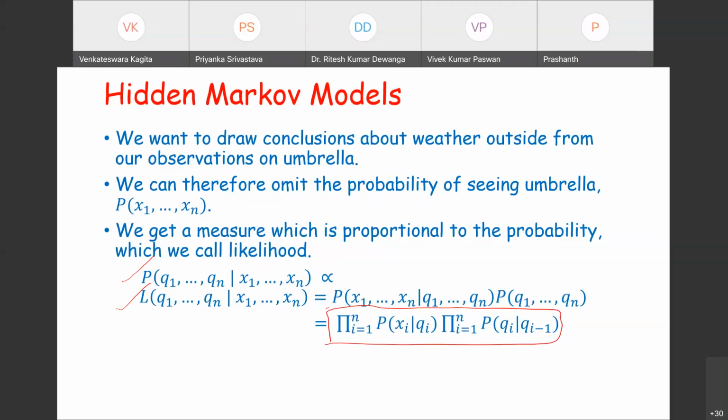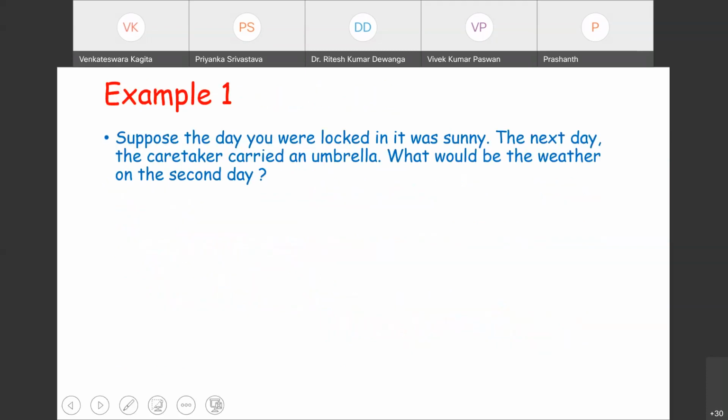Okay, so now a question. Suppose the day you were locked in, it was sunny. The next day, the caretaker carried an umbrella. What would be the weather on the second day? The day you were locked in, it was sunny. Next day, the caretaker carried an umbrella. And what would be the weather on the second day?